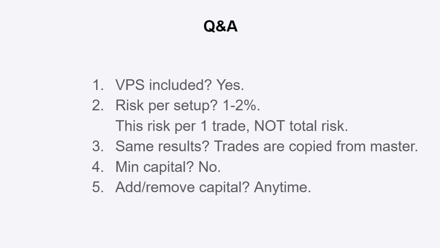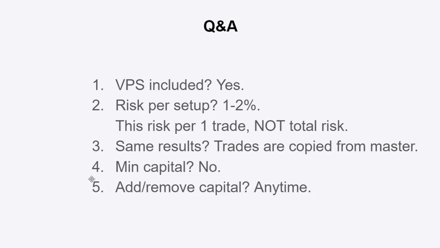So, very quick Q&A. Yes, the VPS is included. The risk starts with 2%, but you can change that. You can make it 1 or 1.5, anything you feel comfortable with. But we don't think going above 3% is good. Probably 2% is the best, 1 to 2%.